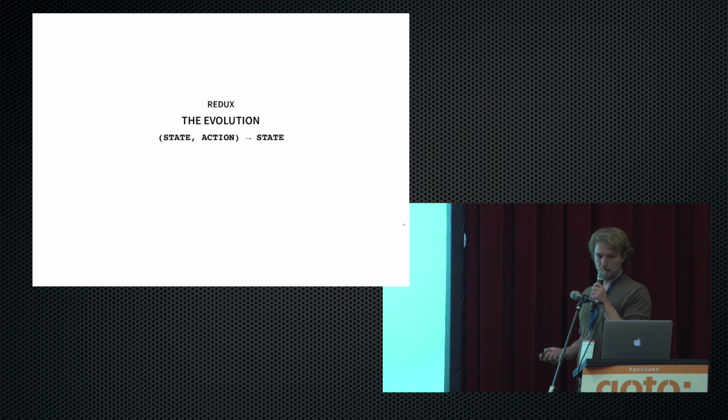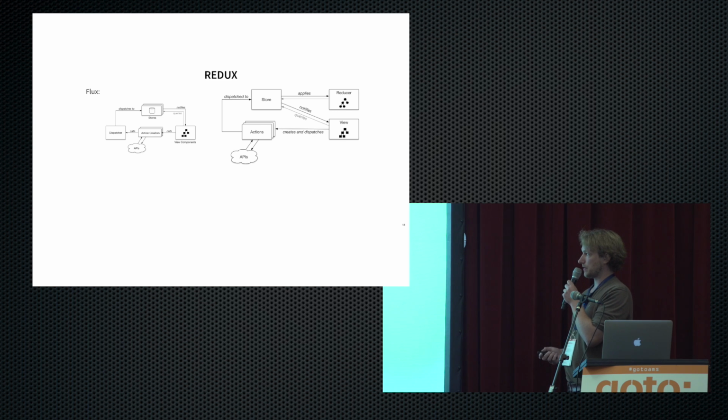So to compare with the diagram that we've seen before, we don't have the group of stores anymore. There's just this one store that's provided by the framework. And because there's only one store, we don't need the dispatcher anymore. Actions look very similar, only in this case, the view actually creates them and then dispatches them. That's a minor difference maybe.